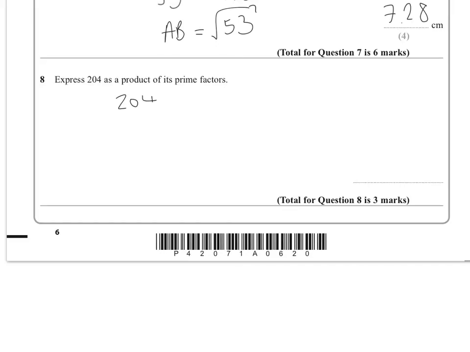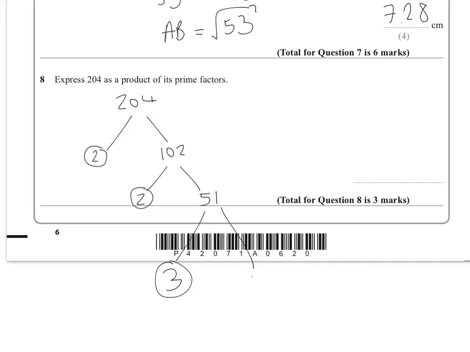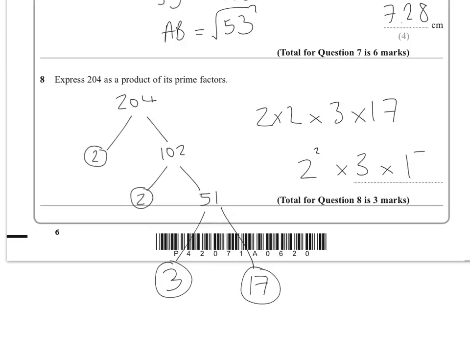Well, 204 is even, so divisible by 2, which is a prime number. That gives me 102. Again, divisible by 2, a prime number. 51. 51 is divisible by 3, leaving me with 17, which is also prime. So 204 equals 2 times 2 times 3 times 17. Alternatively, we can write this as 2 squared times 3 times 17.